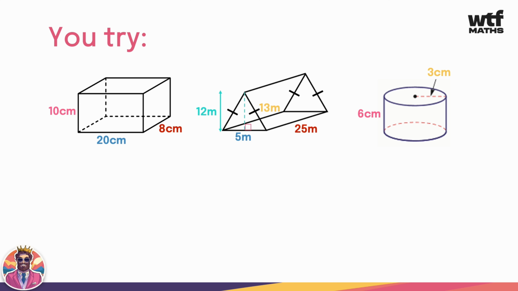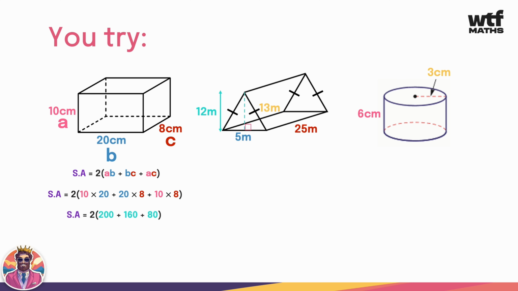Okay, so for our first shape, it's a rectangular prism, so we label the sides A, B, and C, and then we remember the formula we learnt before. If we substitute those numbers into the formula, we'll get 200 plus 160 plus 80, which is 880 centimeters squared all up when we use the formula.